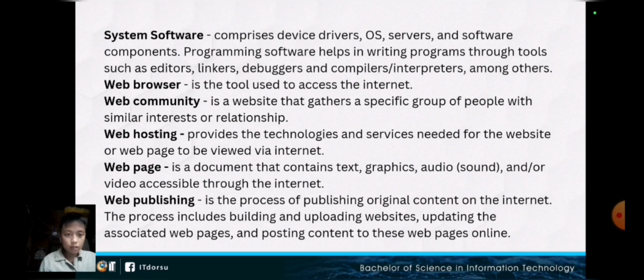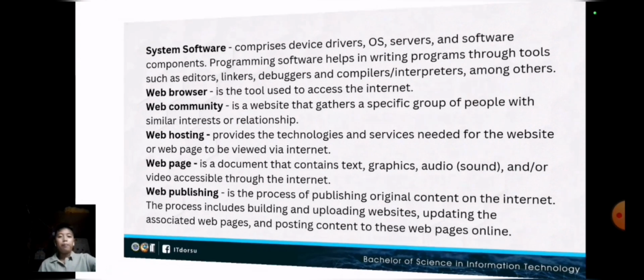The process includes building and uploading websites, updating the associated web pages, and posting content to this web page online. So web publishing comprises personal, business, and community websites in addition to ebooks and blogs. Like for example, the wiki platform, WordPress blogging platform, and social media platform, yung mga tinatawag nating web publishing.